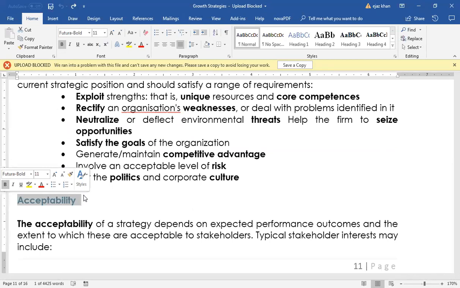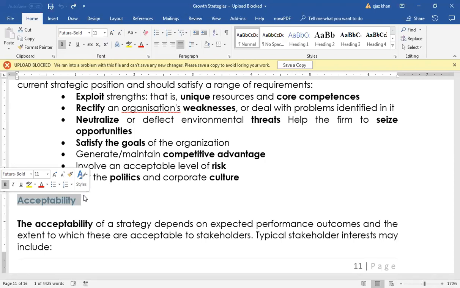So the other area will be acceptability. Let's say that a particular strategy fits in the organization, and there will be no problems in implementing this strategy as far as the organizational structure is concerned. But what about the stakeholders? Will they accept this new policy? Will they be ready to accept this policy?